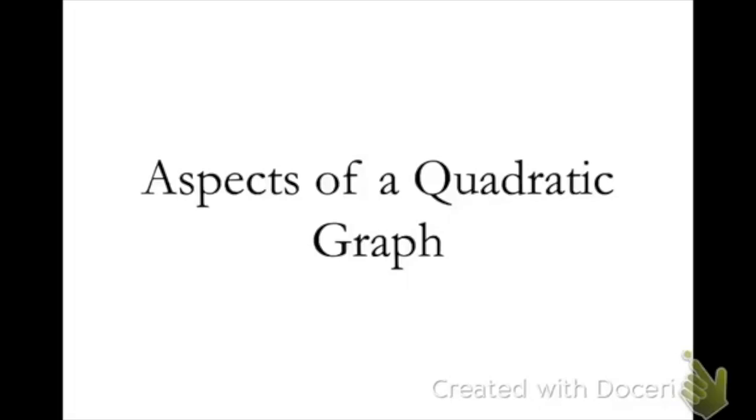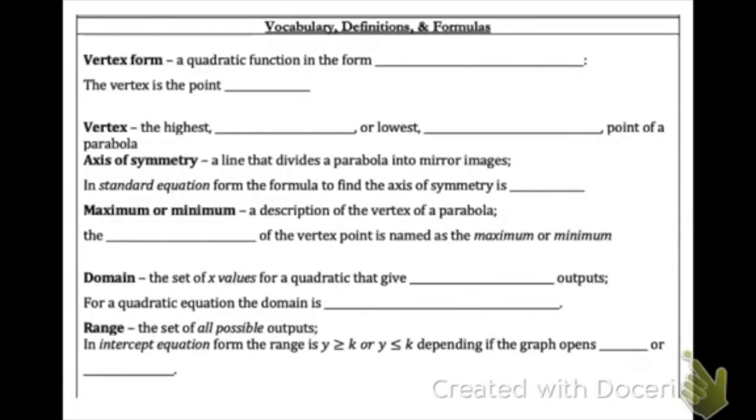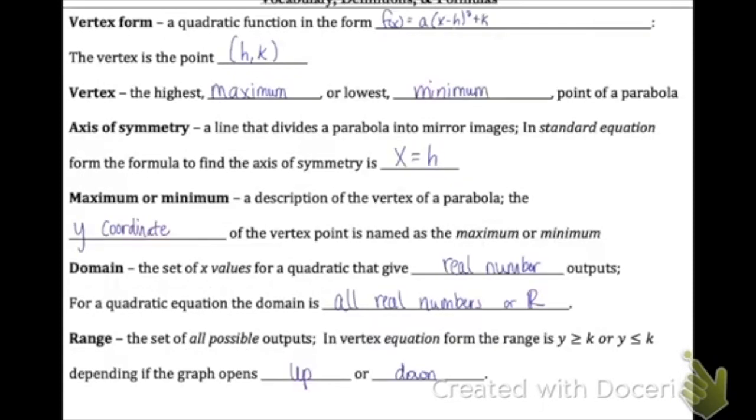Aspects of a quadratic graph. Vertex form, which we've seen a lot, is the form a(x - h)² + k, where (h, k) is our vertex. So a little bit further about our vertex this time. It's going to be your highest, your maximum, or your lowest, a minimum, point of the parabola.